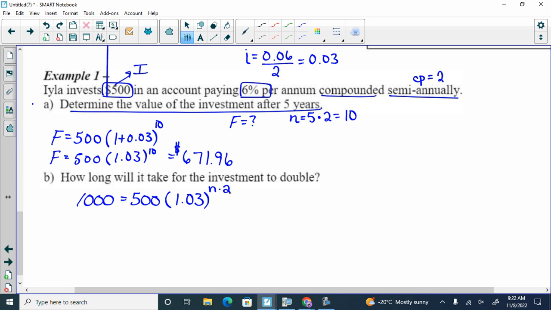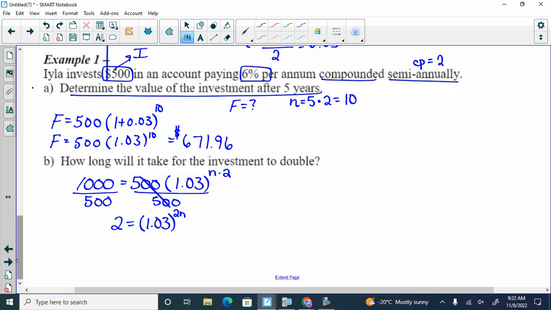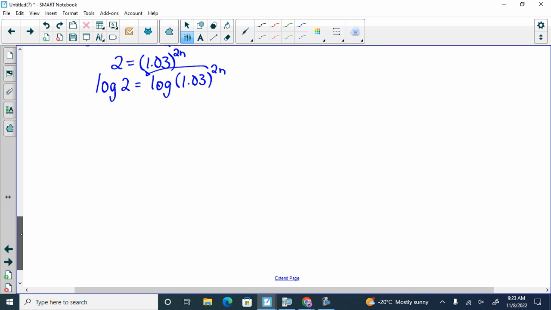If they ask for the number of compounding periods, you would just have to take your n and times it by whatever compounding is. So I always divide my initial over first if I have my final and my initial. So I get 2 equals 1.03 to the 2n. Now I told you, you can y1, y2 this in your calculator, or we need the exponent to pop down. We can't make a common base, so we log both sides. Then the exponent can drop in front using the power rule of logs, which is on your formula sheet.